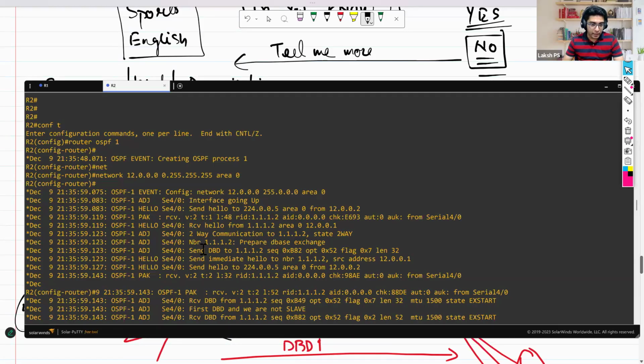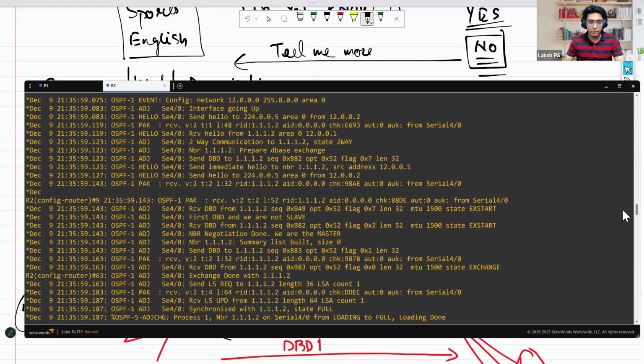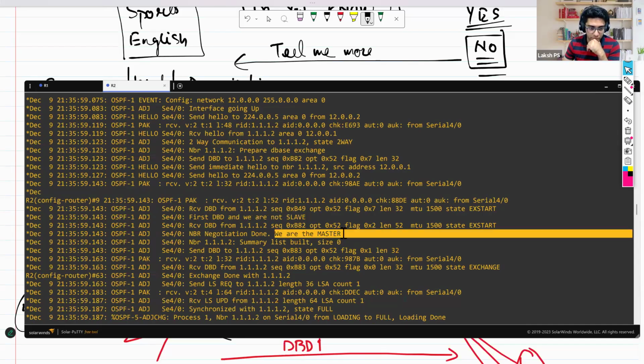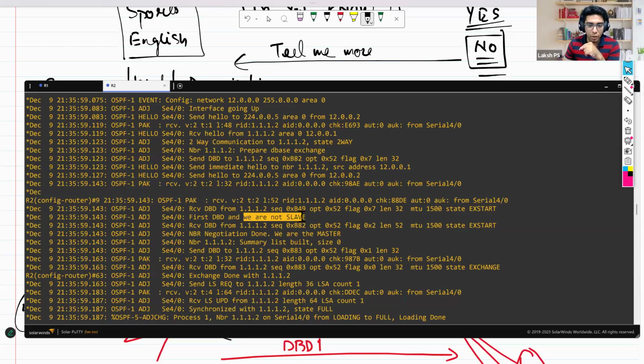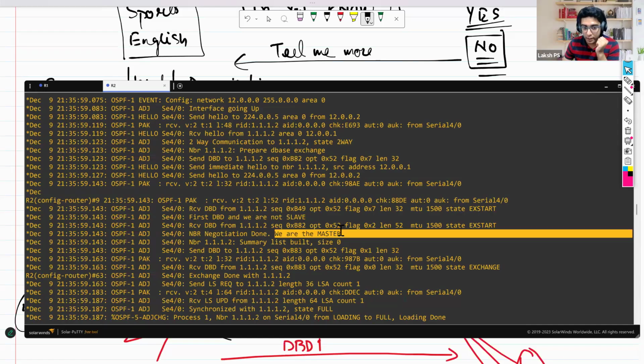We can see the DBD sequence number. This DBD sequence number is received from R1. Okay, but first let's go one by one. Who will become the master and who will become the slave, right? So over here, you can see R2 clearly says, we are not the slave, we are the master. Why?